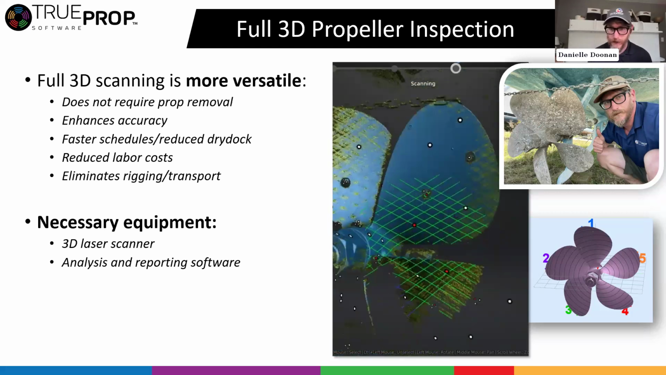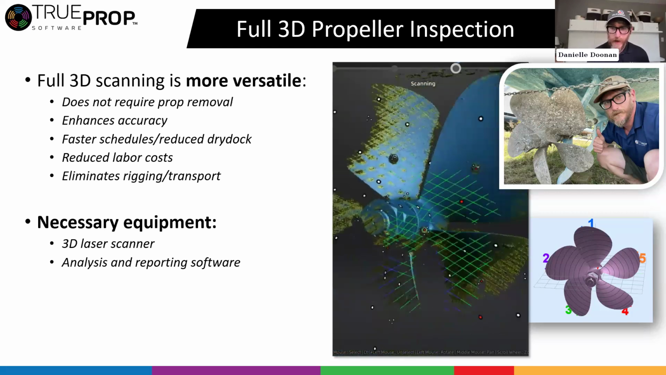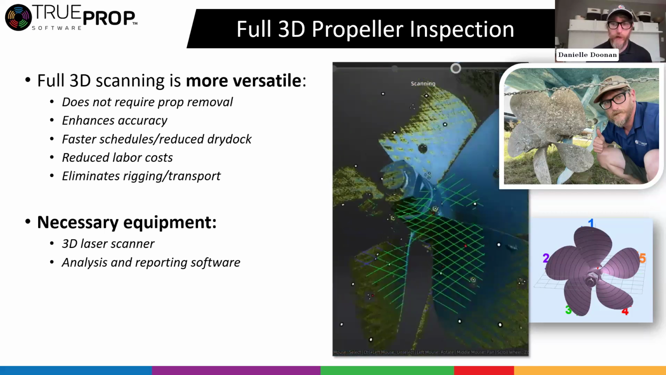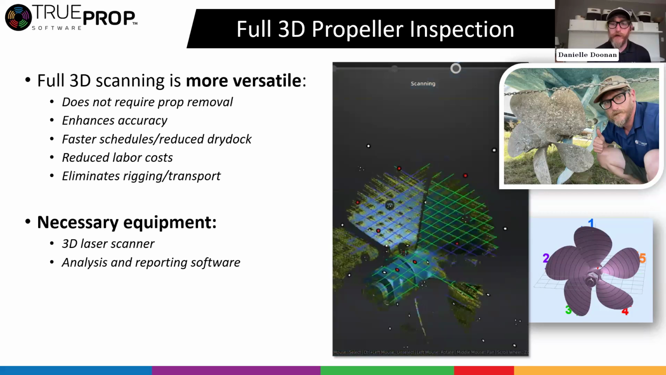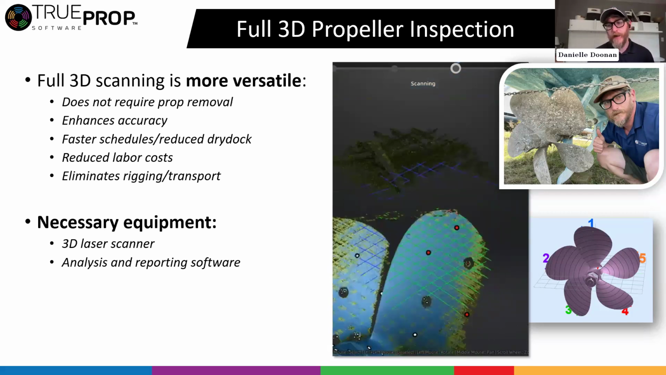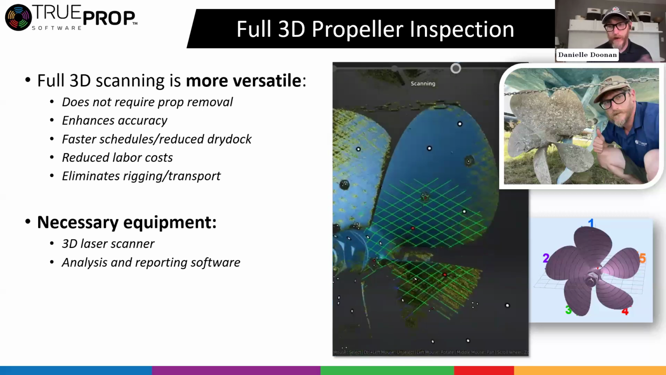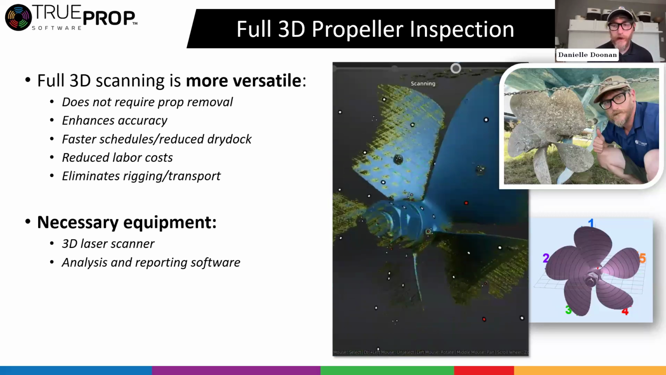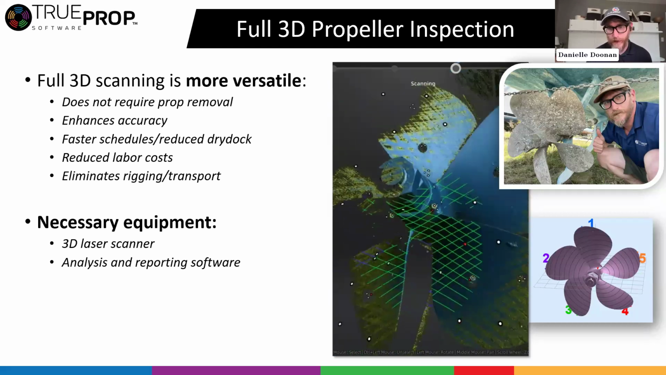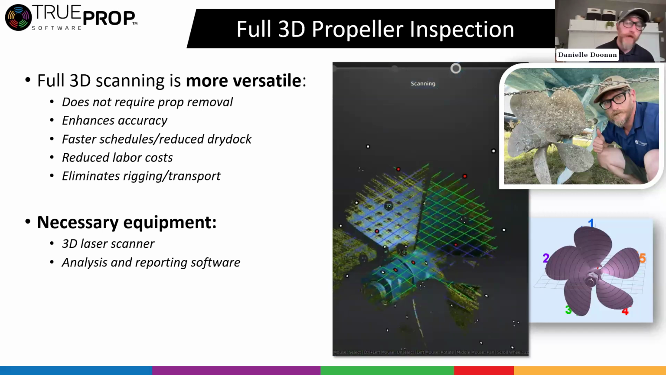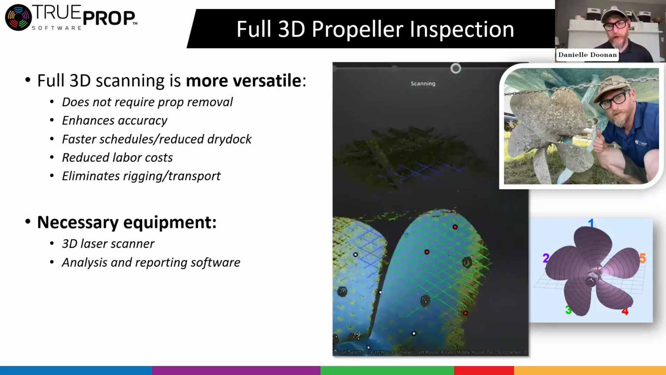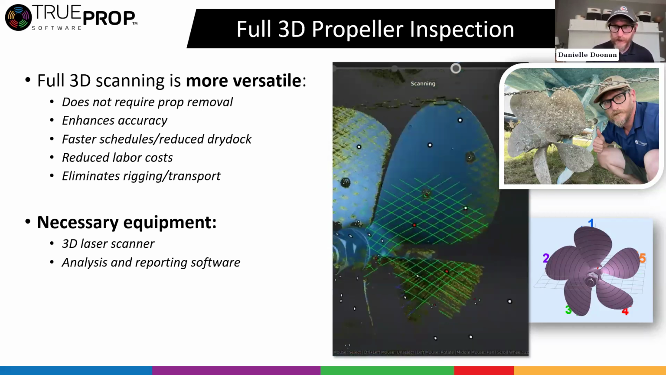The scanners are versatile to pick up the geometry. And obviously, this bypasses all that labor for removing and rigging and transporting. So you can also get started inspecting propellers for your projects with just a laser scanner and technical software. So it's kind of helpful in lowering some of the barriers here for the industry.